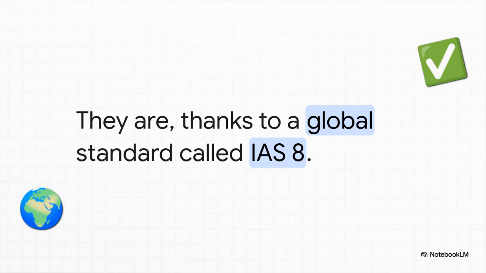And that's thanks to a global standard called International Accounting Standard 8, or just IAS 8. This is the rulebook that ensures everyone is speaking the same financial language. It stops companies from changing the goalposts whenever it suits them.